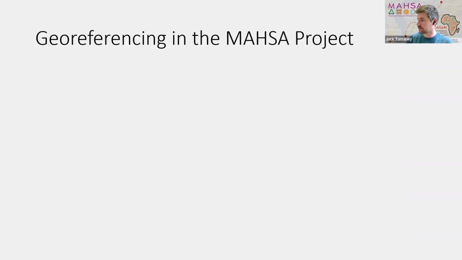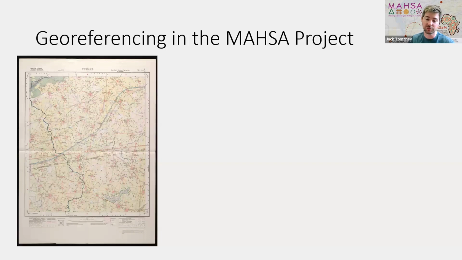So, as Dave said, georeferencing in the MAHSA project. In the MAHSA project, we've used georeferencing extensively. We predominantly use 1 inch to 1 mile survey of India maps from the early 20th century. But as you've seen, we also use 1 inch to 2 mile maps as well, as the 1 inch to 1 mile maps contain a lot of valuable information.